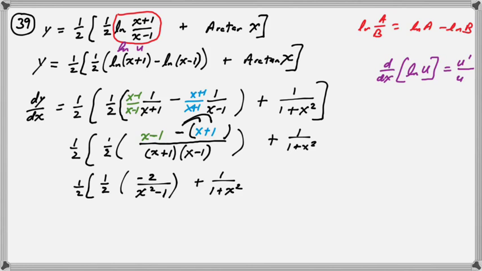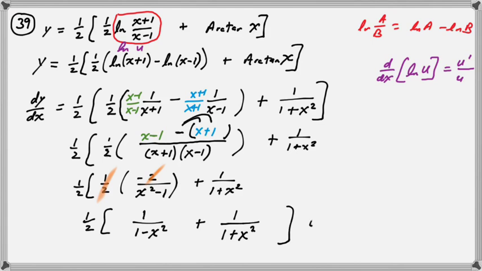What I'm going to do now is cancel this 1/2 and this 2. And I'm going to take that negative and reverse the subtraction on the bottom. Instead of x squared minus 1, now it's going to be 1 minus x squared. I did that partially because I know that I need a common denominator. What is the common denominator here? Would it be 1 minus x squared times 1 plus x squared? And there's a plus here.